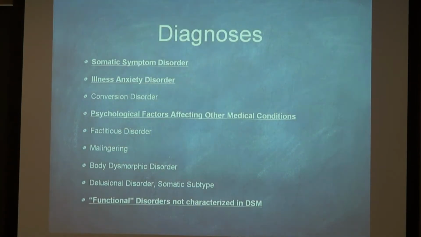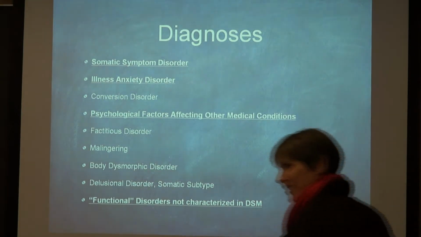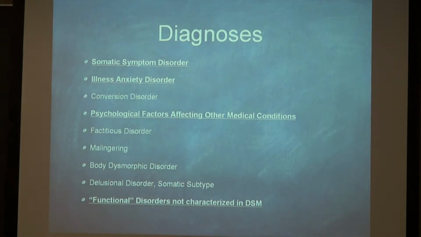So the diagnoses in DSM-5 are on the board now, and I underlined the ones that I think are of particular importance in that they are different from those in DSM-4. Conversion disorder, factitious disorder, malingering, body dysmorphic disorder, and delusional disorder are all essentially the same as they were in DSM-4. But somatic symptom disorder, illness anxiety disorder, and psychological factors affecting other medical conditions are new diagnoses for DSM-5, and so it's probably important for us to spend a little bit of time on those.